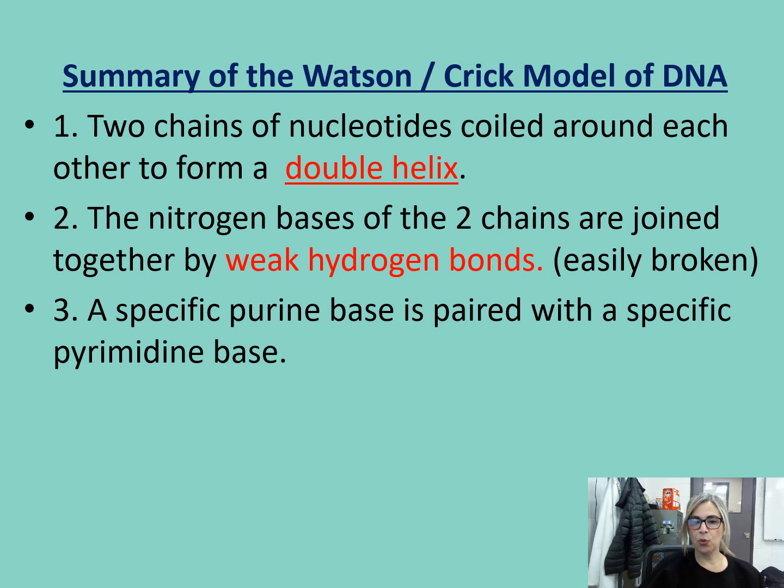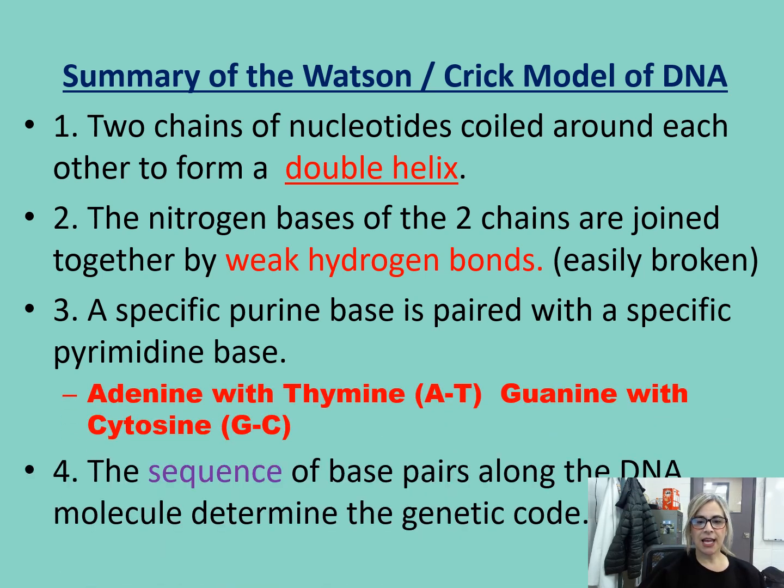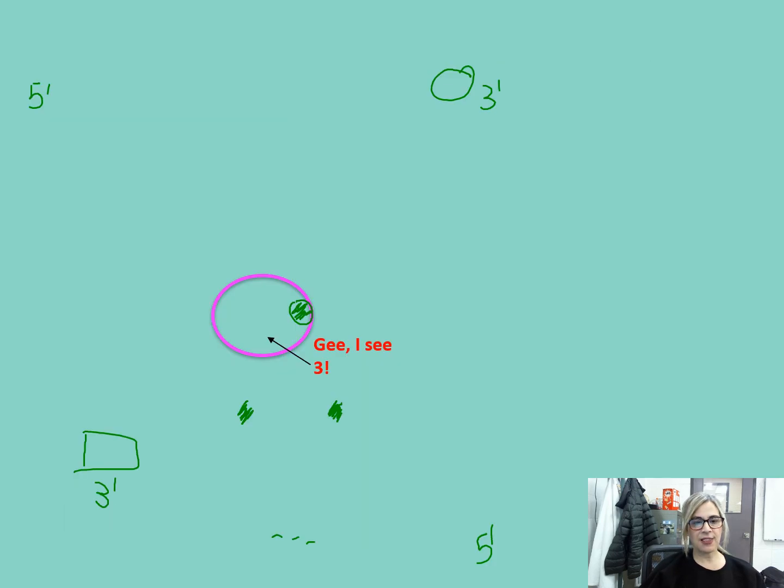So again, that rule of the C bonding with the G and the A bonding with the T, right? So always, always, always. And remember, the sequence of base pairs along the gene is what determines our genetic code. So while all living things have that same sugar phosphate backbone and the same nitrogenous bases, the G, the C, the A, the T in our DNA, it's the sequence of those combinations that actually determines our genetic code and creates those differences from one species to the next.